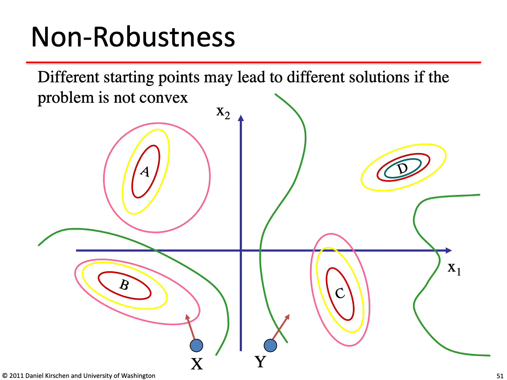A major problem with nonlinear programming is that the solution techniques may not be robust. For example, in the example shown in this figure, if we start from point X, we may end up in solution B, while if we start from point Y, we may end up in solution C. That's because we are dealing with a non-convex problem, and the solution where we end up depends on our starting point.